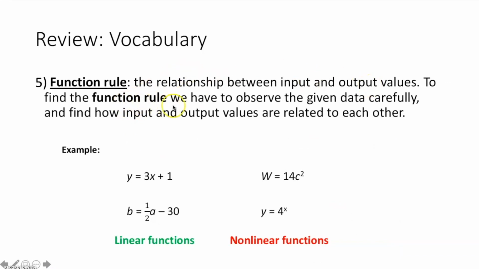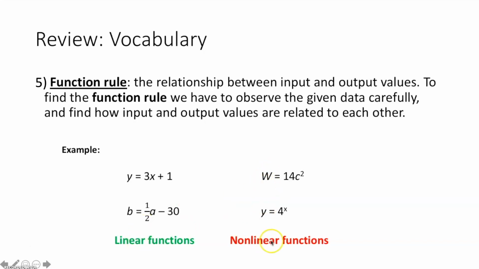Now, a function rule is a relationship between input and output values. To find the function rule, we have to observe the given data carefully and find how input and output values are related to each other. So here you can see our input values for each of these equations would be x here, a here, c here, and x here. Those would be values that we plug in numbers for, our independent variables, our input values. We're going to get out our output values, our dependent variables. So that would be y, b, y, and w.